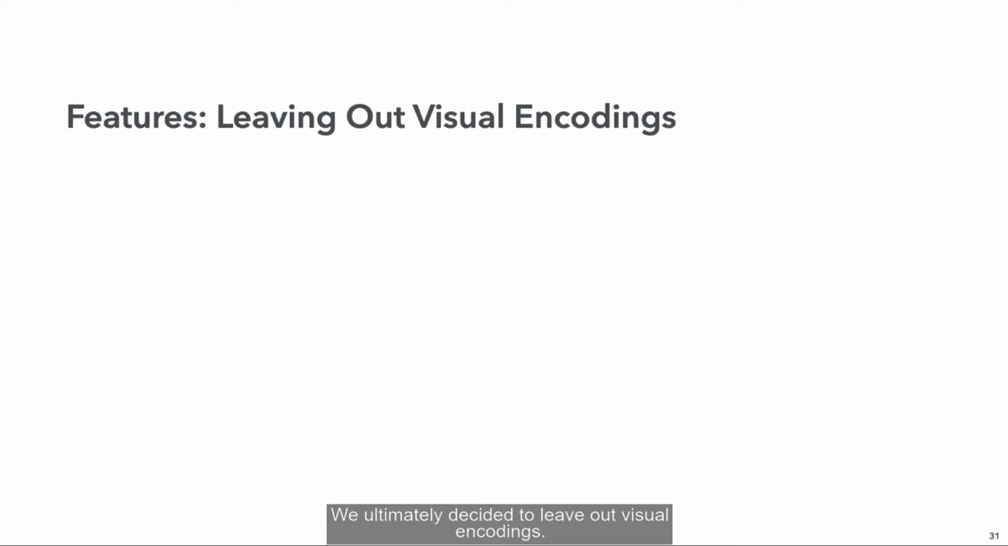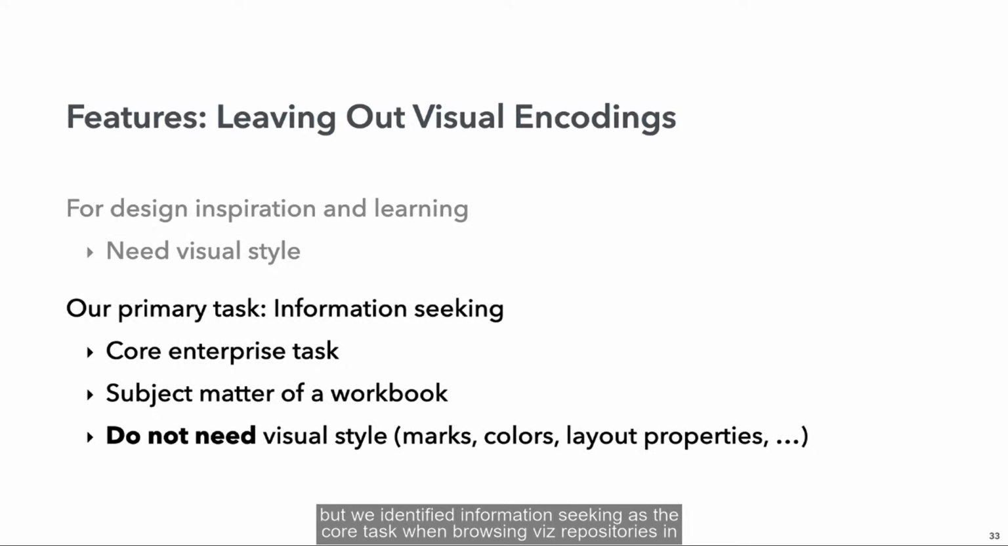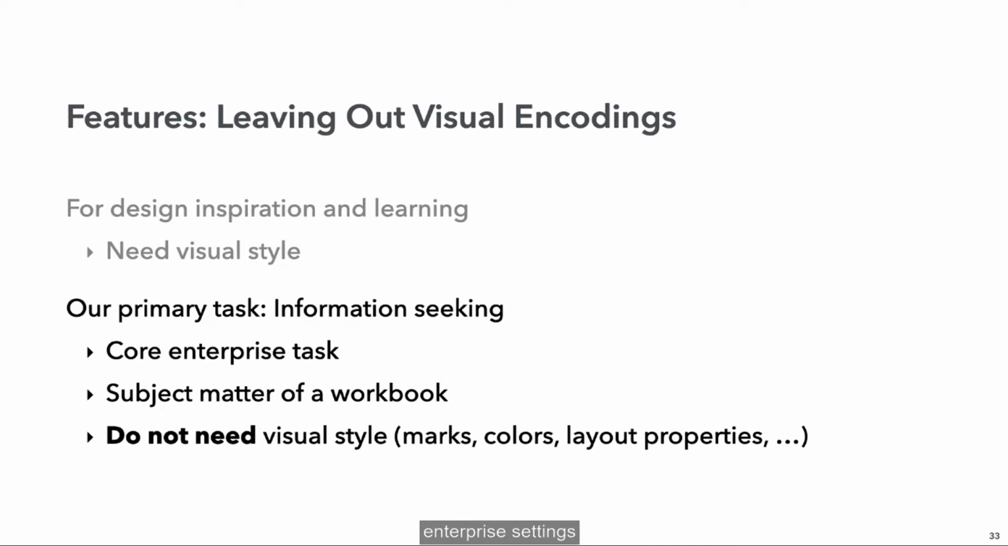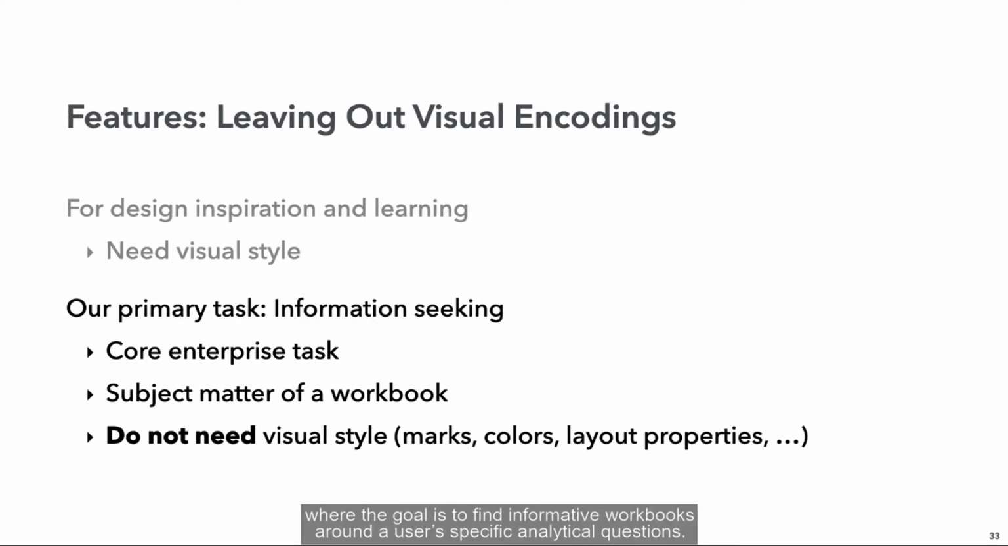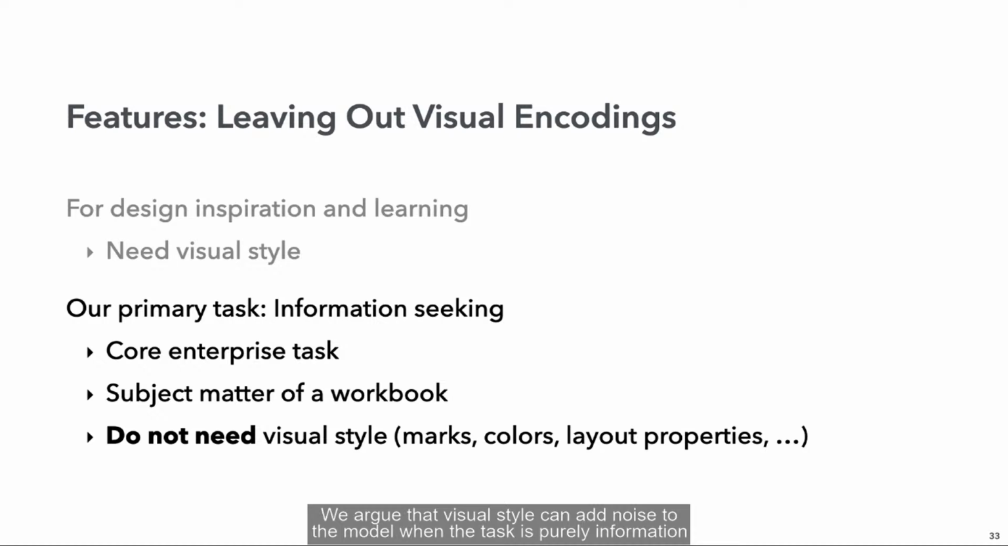We ultimately decided to leave out visual encodings. If the task is design inspiration or learning, the visual style is absolutely necessary. But we identified information seeking as the core task when browsing VIS repositories in enterprise settings, where the goal is to find informative workbooks around the user-specific analytical questions. So we chose to focus on the subject matter of a workbook and not the visual style, such as marks, colors, or layout properties. We argue that the visual style can add noise to the model when the task is purely information seeking.